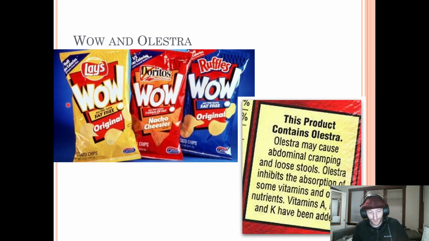However, the problem with this particular product, and in this case, a differentiator that consumers wholly rejected, is that not only did it prevent you from absorbing various vitamins, but it actually caused loose stools. You could potentially have an accident after eating this product, because of the physiological effects that it had.